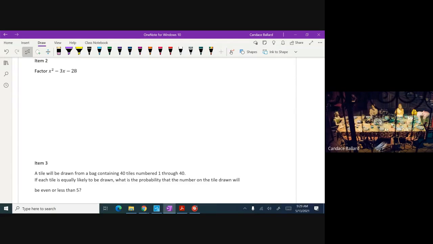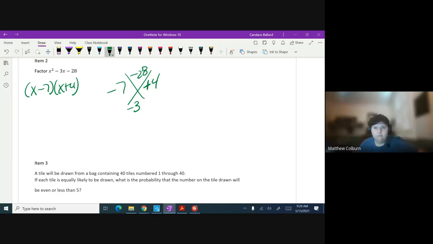So when we're looking for factors, first of all, let's double check our magic X. Two numbers that multiply to negative 28 and add to 3. I need negative 7 and positive 4. Which would mean when I factor this, I get x minus 7 times x plus 4. Is it set equal to 0 right now? Yes or no? No.